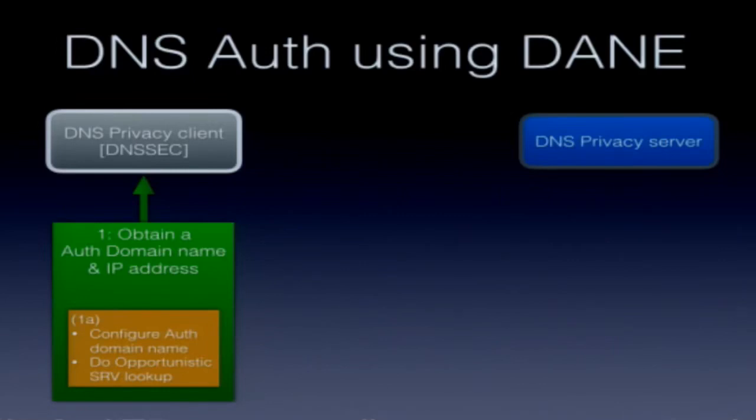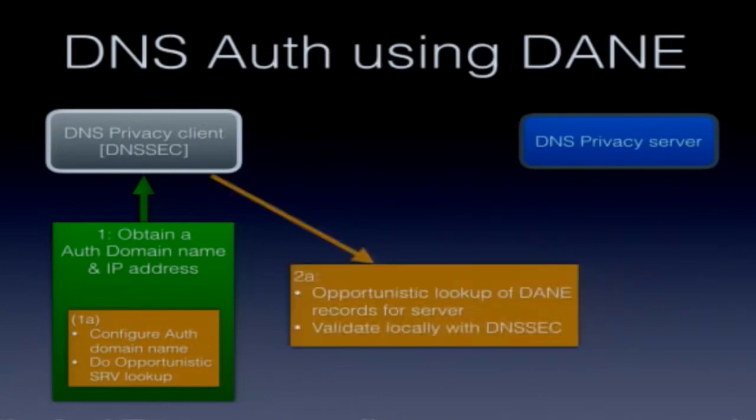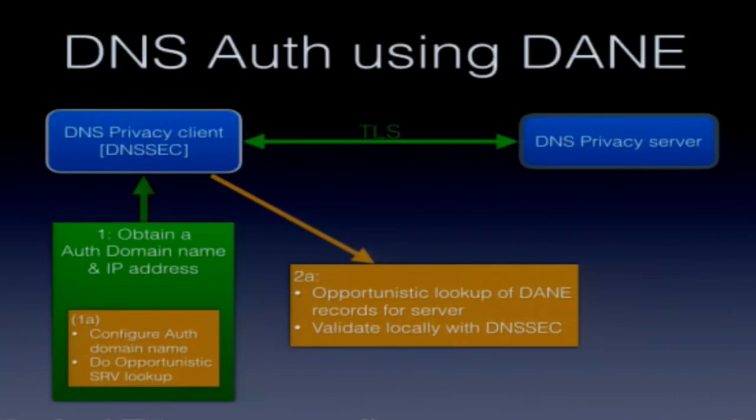Again, at this point, I don't have a connection to a privacy server, so if I want to get those DANE records, that also has to be opportunistic. So probably it will be encrypted but not authenticated, but I need to go off and talk to some resolver and get those records. Once I have those records, I can use DNSSEC to validate them, say I'm good to go. Then the client can start the TLS connection, get the credentials from the server, validate them, and DNS resolution can start.